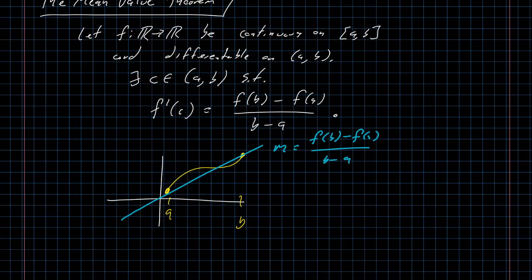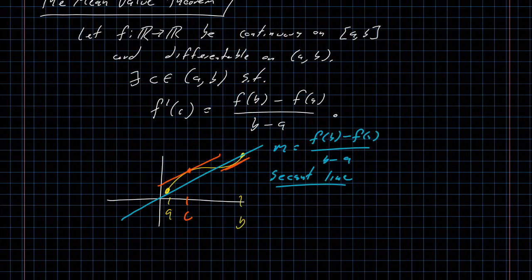And the claim here is that there is some point c so that the tangent line at that point is parallel to the line in blue, which is called a secant line. It could be that that happens in more than one place. And in this particular curve, it does in fact happen at more than one place. It happens right there as well.